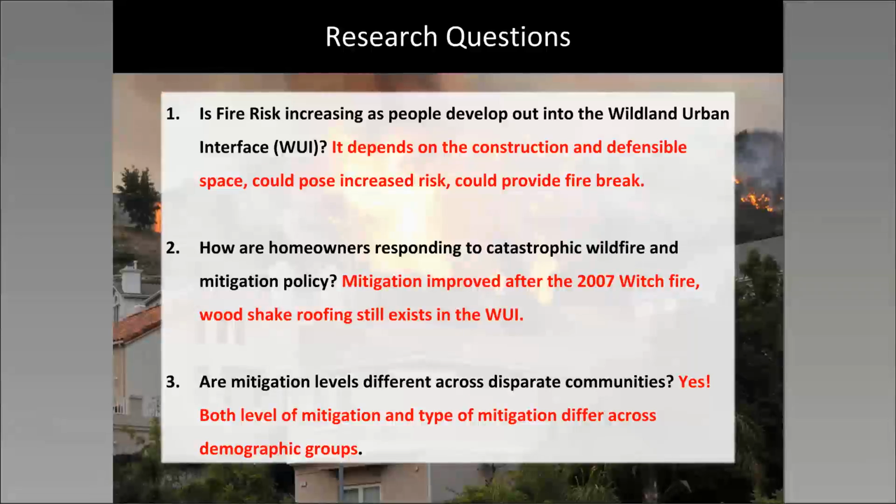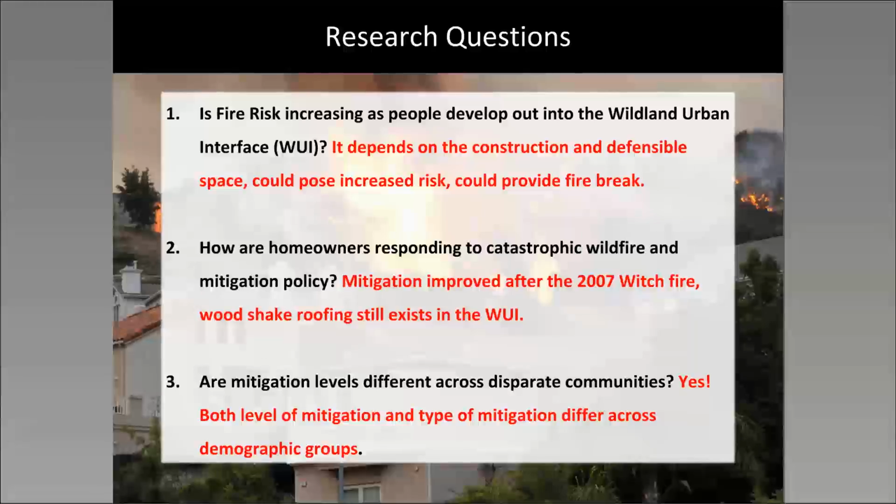So in answer to our research questions from the beginning, is fire risk increasing as people develop out into the wildland-urban interface? Well, we found that it depends on the construction and defensible space. It could pose an increased risk, but also if the defensible space and the construction is done right, it could potentially provide a fire break for the older communities as the community expands.